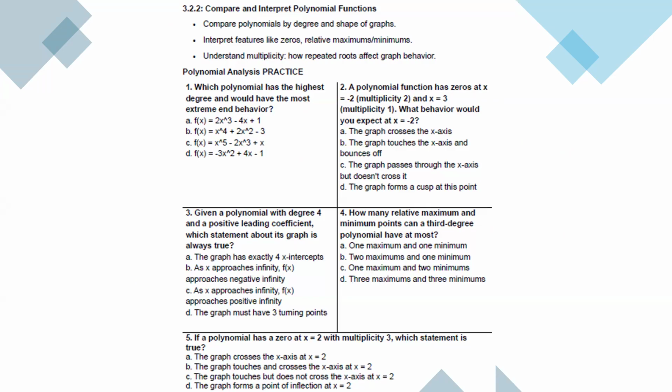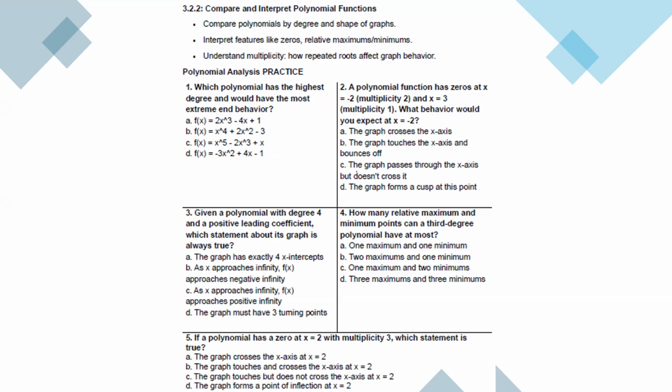So we have comparing polynomials by the degree and the shape of the graphs. We're also going to interpret our zeros. So your zeros are where you cross the x-axis, correct? And our relative maximums and minimums, your maximums, your mountains. We talked about maximums, we talked about minimums, our valleys, our mountains and our valleys, right? Our peaks and valleys, okay? And then we're going to talk about multiplicity and how repeated roots affect graphing behavior.